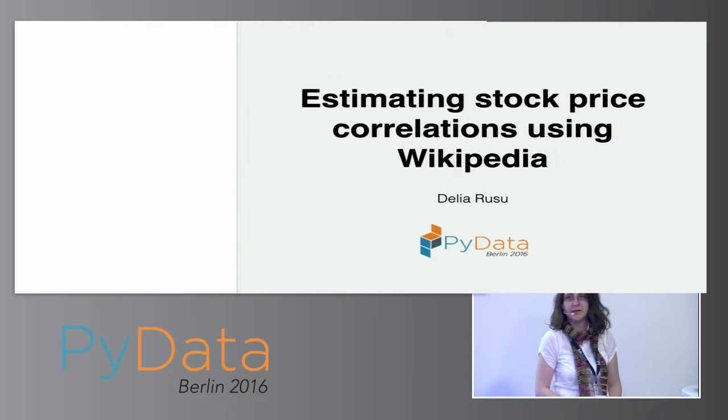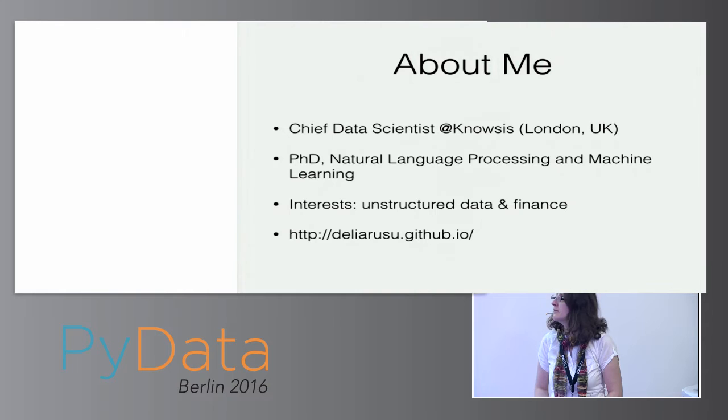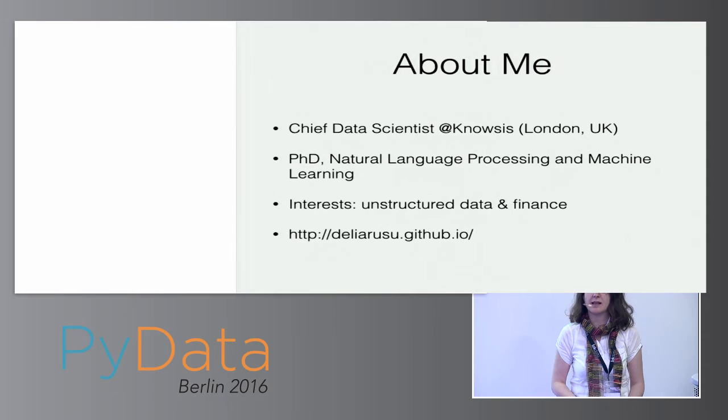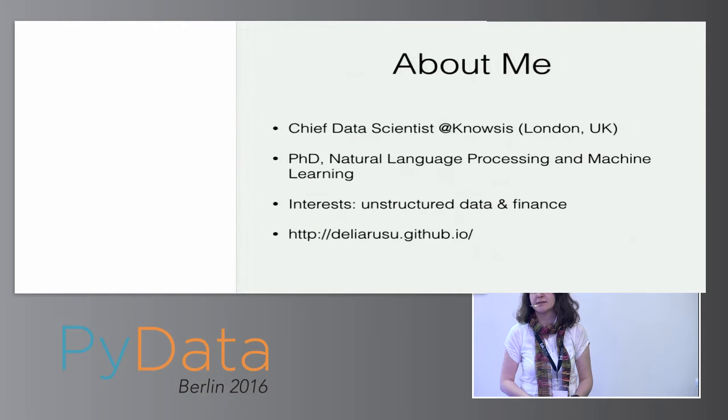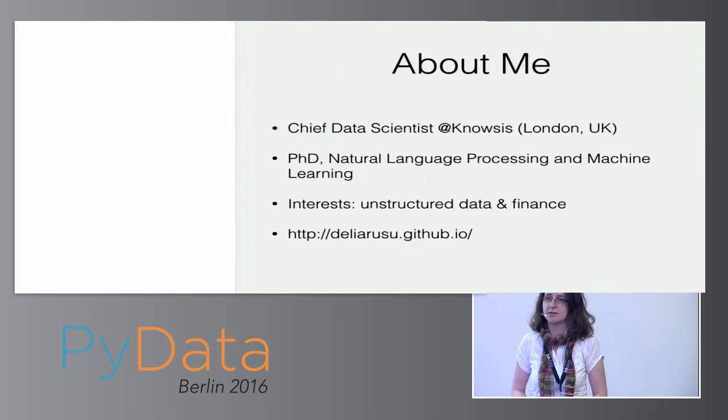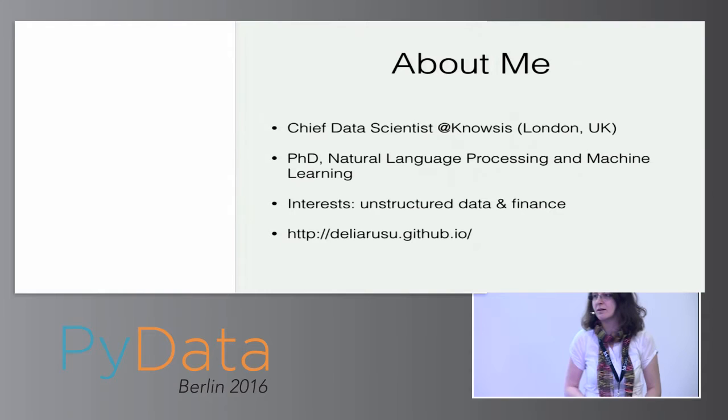Let me start by telling you a little bit about myself. So I work for a startup in London. It's called Gnosis. I'm the chief data scientist there, and we are basically analyzing Twitter data and helping finance professionals get an understanding of possible anomalies or events or other kinds of interesting information in Twitter. Before that, I obtained my PhD, a mixture of machine learning and natural language processing.